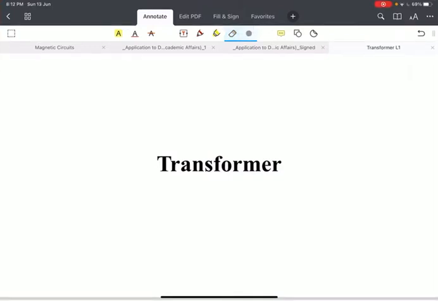In the previous lectures, we discussed magnetic circuits and electromagnetism, and I told you that electromagnetism is the basic principle behind transformers and electrical machines in electrical circuits. So in today's class, we will be studying transformers.